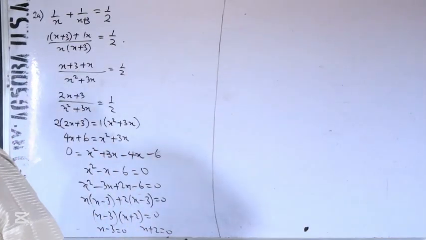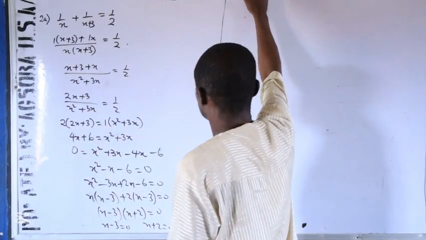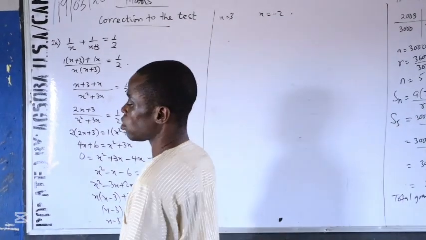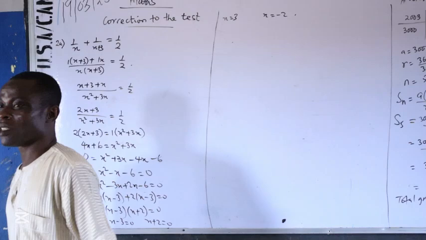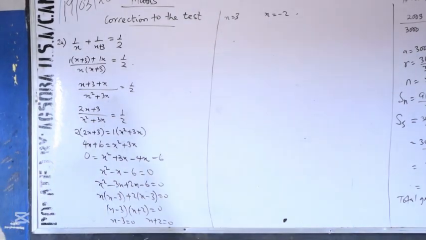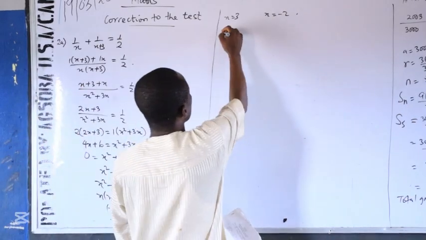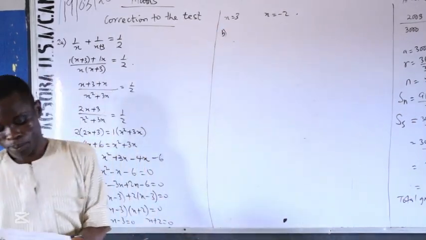So s is equal to 3 and s equals minus 2. There's no need to put "or" and whatever. Just separate the two answers. That's 2a. Then 2b.